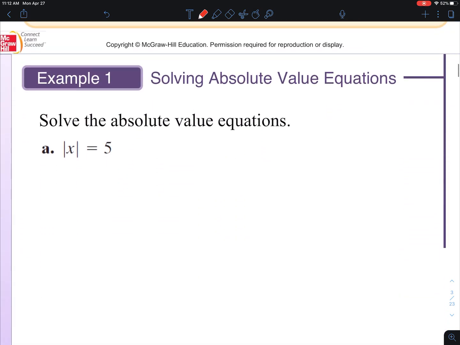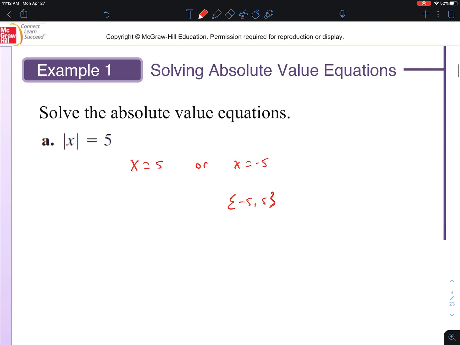So here we have the first example. And so we're going to have that x is equal to 5 or x was equal to -5 before we put it into the absolute value symbol. So then that's your solution set, -5 and 5. Sorry, I should have written it this way, such that x is equal to 5 or x is equal to -5.